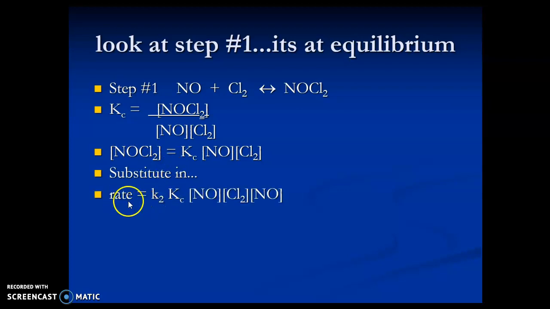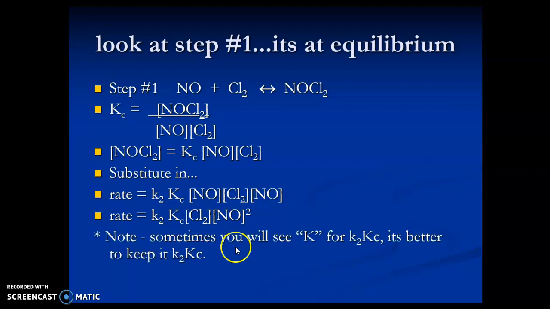So again, I have that rate equals the k2, and then I have Kc from this equilibrium expression, and now I have NO, Cl2, and NO. Now I have two of these, so I can combine these together. I also can combine all these k's into one. I just call it k. So you don't have to write these two, you can just write k at the end. And then you have Cl2 and NO squared. So again, you can just combine those together into one k.